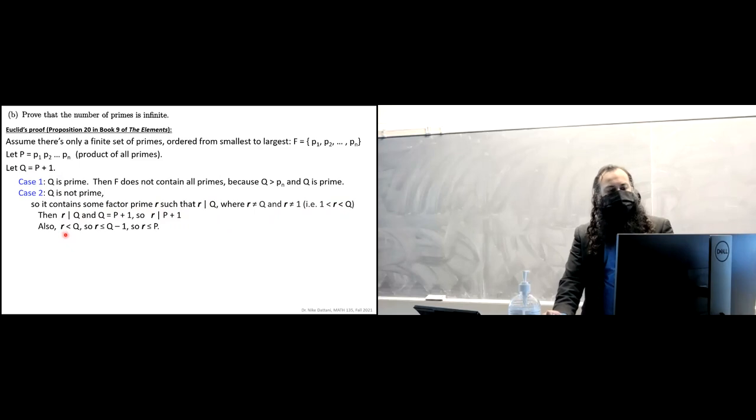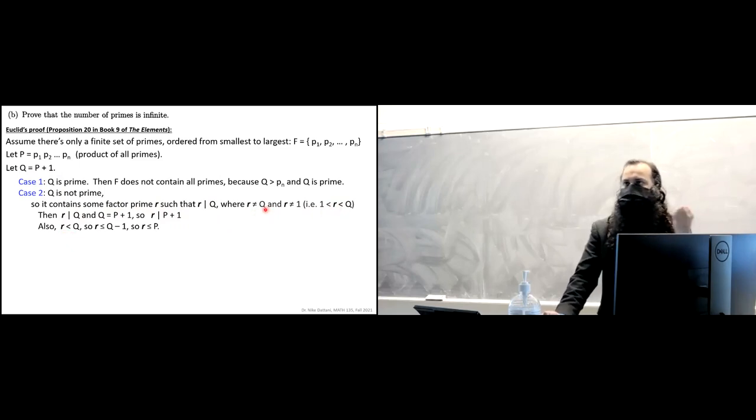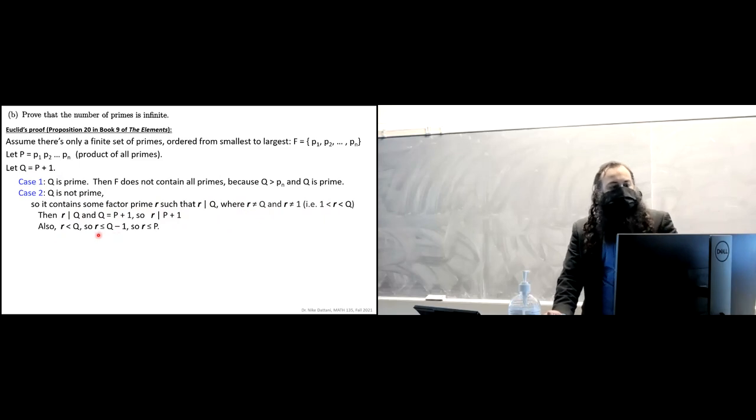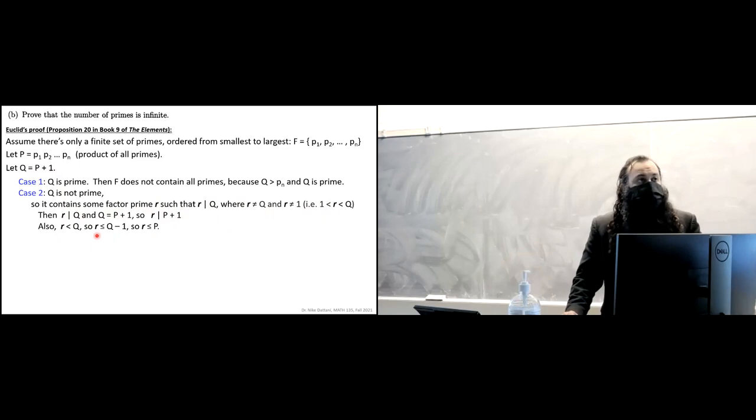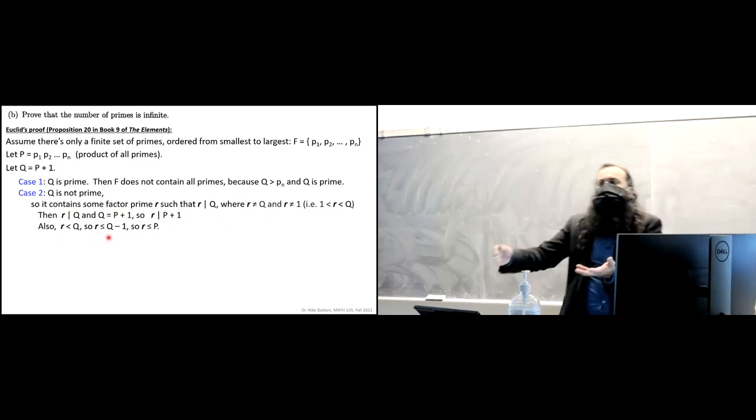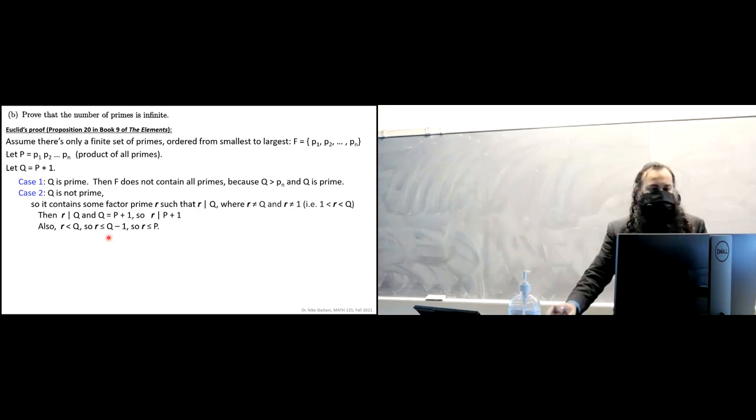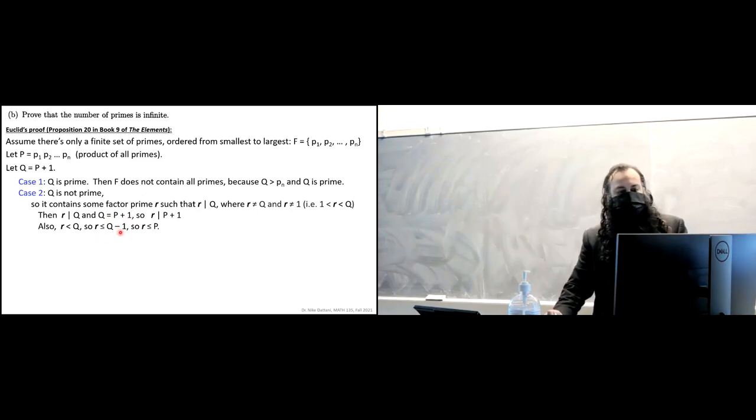Okay, so R is less than Q. We determined that because it can't be Q. It has to be less than Q. And if it's an integer less than Q, then it's less than or equal to Q minus one. Q minus one is the last integer before Q, right? And Q minus one equals P. We get that right from here. So R is less than or equal to P, right?